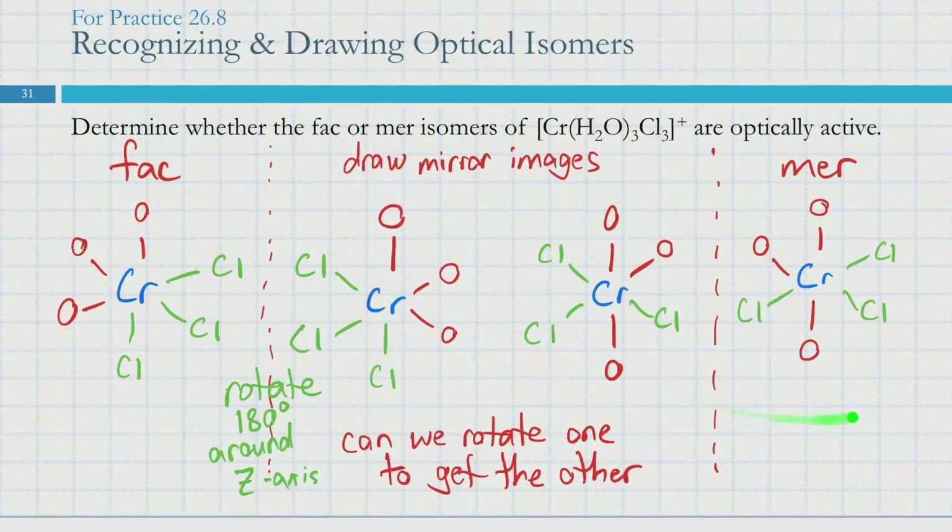And what about our meridional isomer? Same idea. We can rotate it 90 degrees. This would be this one. If we rotate it one spot to the right, then they'll be the same thing.